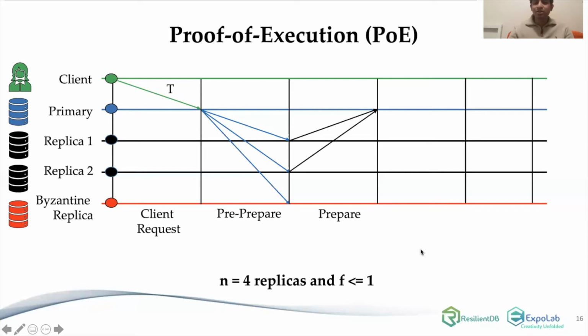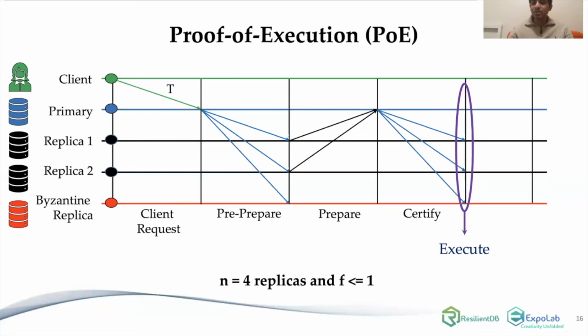It waits for threshold shares from n minus f replicas, basically a majority of replicas. And then it creates a threshold signature and sends this threshold signature to all the other replicas. Now, once a replica receives a threshold signature, it has a guarantee that this signature could only have been created once there were shares from at least a majority of other replicas. Hence, this replica goes ahead and executes the request and replies to the client.